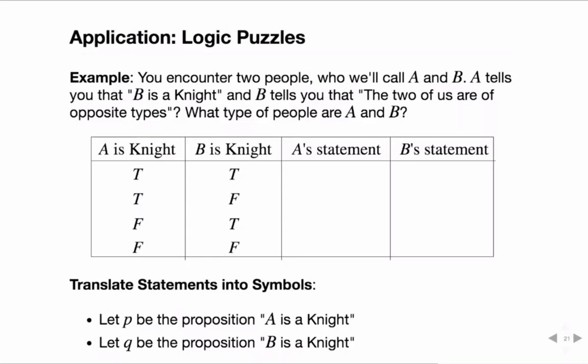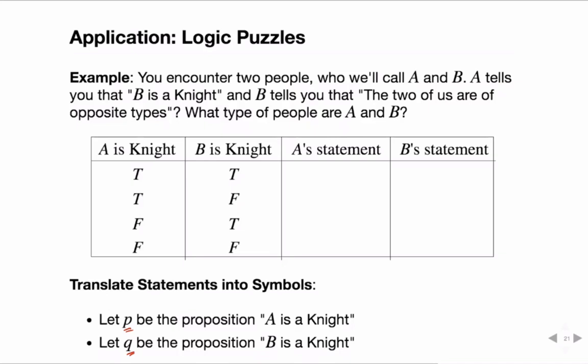So I'm going to let P be the proposition that A is a knight, and Q be the proposition that B is a knight. And so now the nice thing about this is that if I say let's assume that P is true, then that means that we're assuming that A is a knight and that anything he says should be true. On the other hand, if I say let's assume that Q is false, then that would say that B is not a knight, or in other words, B is a knave, and that anything that he or she says should be a lie.